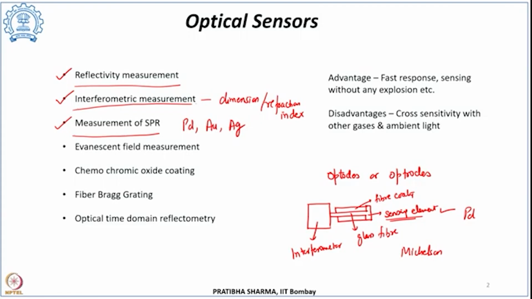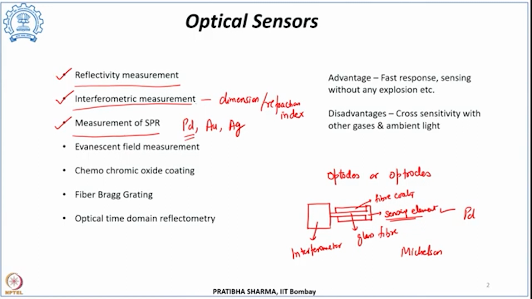When these materials are exposed to hydrogen, there occurs a change in the refractive index. That change is correlated with the resonant wavelength, or with the change in the resonant angle of incidence, or with the change in the intensity of reflected light. And usually, as we have seen, palladium is the material which is widely used for gas sensing.